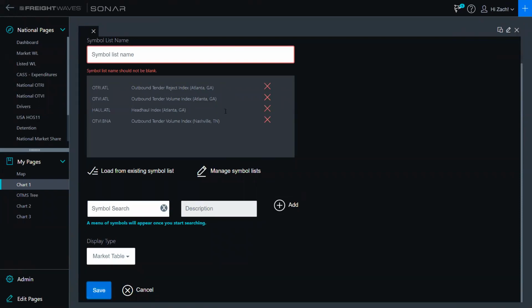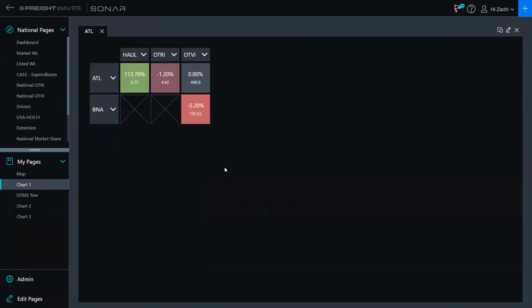Save. Oh, and you have to name your list. I do that all the time. I'm going to call this ATL. Now you can hit save, and there is your market table. Of course, you can build these as extensively as you'd like. You can see how easily you can digest a lot of this information without going too deep into each chart or watch list, as I've said in the past.